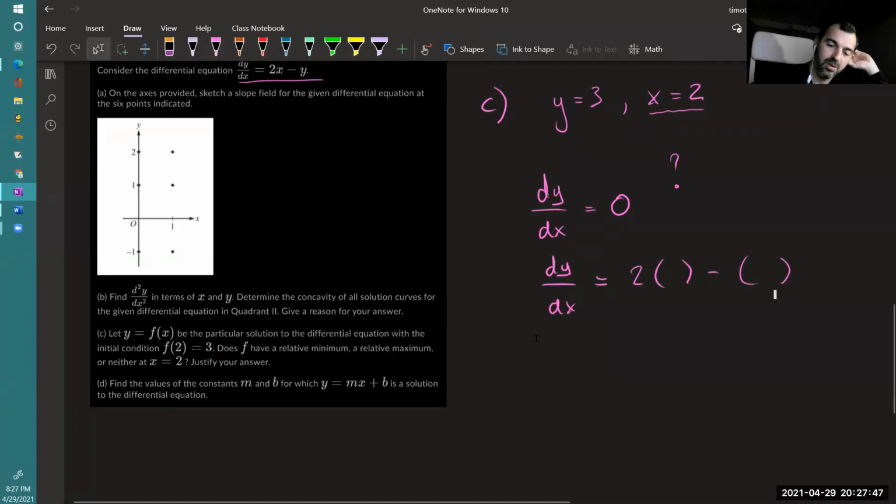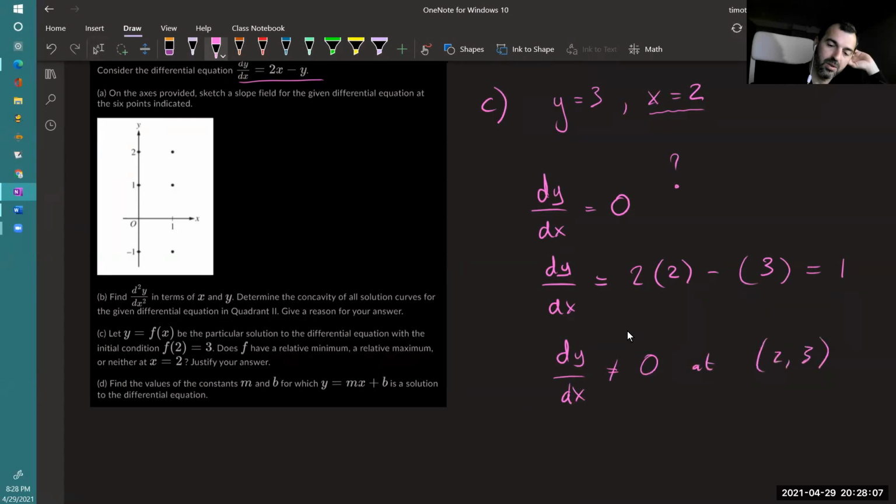Well, they give us x, which is 2, and y is 3. There it is. So this is 4 minus 3, or 1. Aha. So dy/dx is not equal to 0 at the point (2, 3). Therefore, there is neither a maximum nor a minimum, so no max or min at that point. Pretty cool. So there's my justification.